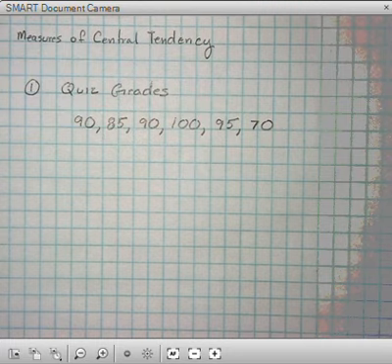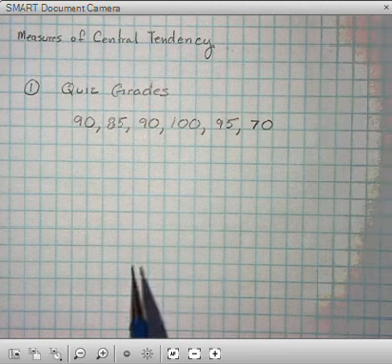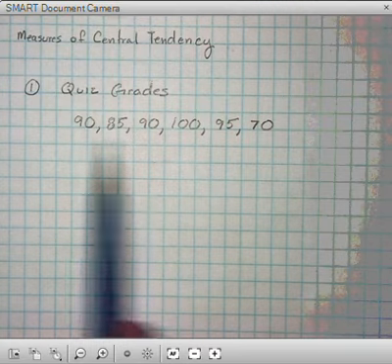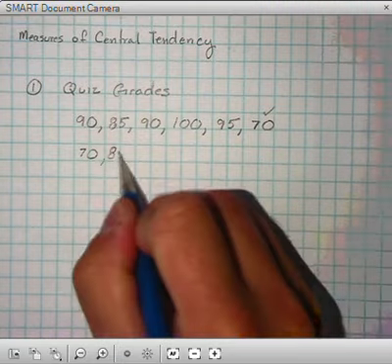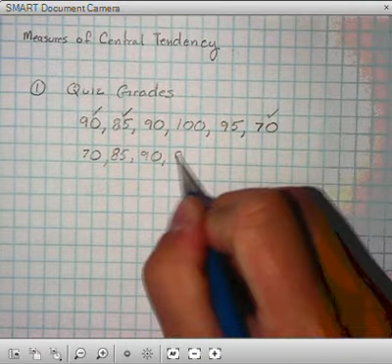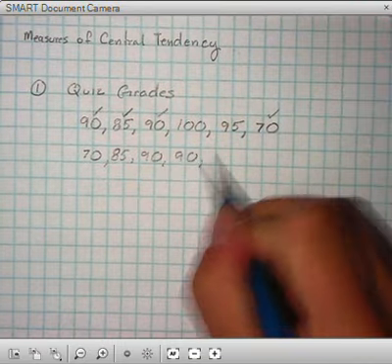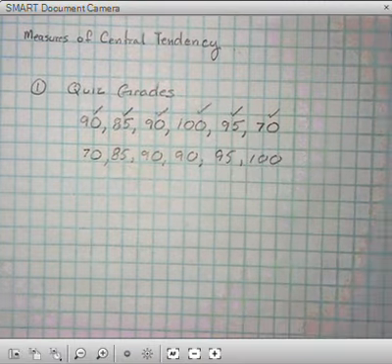Now, whenever you're using the measures of central tendency, you always want to keep your numbers in order from least to greatest. They're easier to keep track of, and you'll have to use that for things like the median. So what I always do is make sure that they're in order. These obviously are not, so I'm going to rewrite these so that they show up in order. So my 70 is taken care of, and then it's 85, then a 90, then another 90, then my 95, and then my largest was the 100. So all my numbers are accounted for.